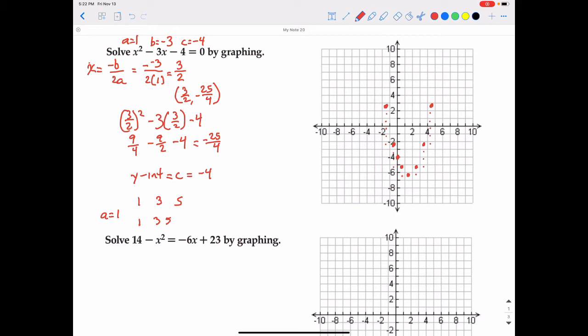And we will draw our best parabolic curve. And it looks like it does go through the y-intercept. That probably means we're correct. And then up to the other side.